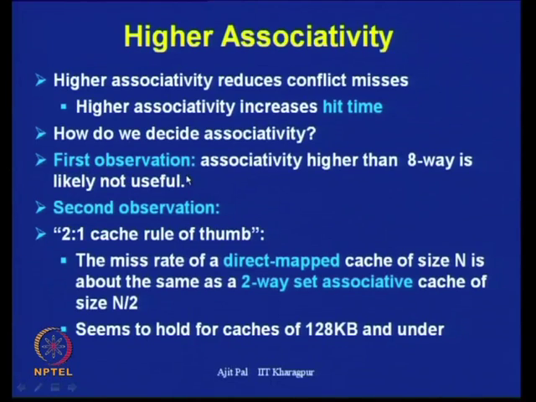And another observation that we have seen from the diagram: associativity higher than 8-way is likely not useful. We have seen in our previous diagram, after 8-way set associativity, there is no significant reduction in miss rate if we increase the associativity. So, there is no point in going beyond 8-way set associativity. If we incorporate associativity in the cache memory, 8-way is the limit. Beyond that, we reach a point of no return. So, beyond that, there is no benefit. That is the reason why the associativity is restricted up to 8-way set associativity.